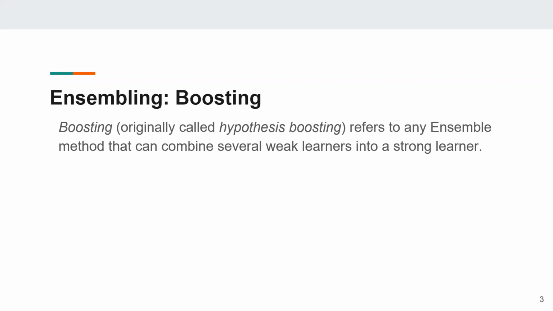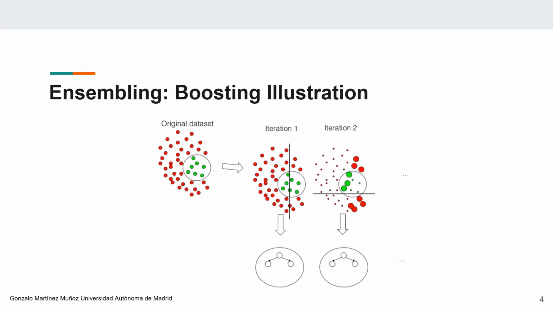This is the definition of boosting: it combines several weak learners into a strong learner. As an example, in AdaBoost, it adjusts the weights so that you can improve upon the previous iteration.